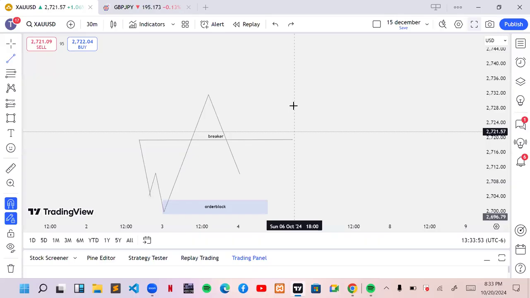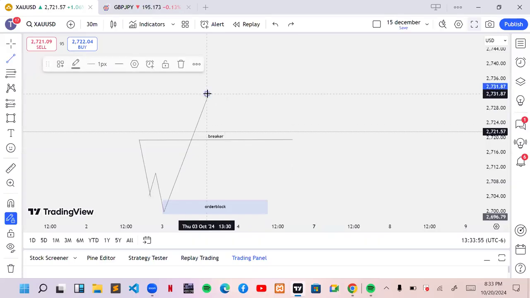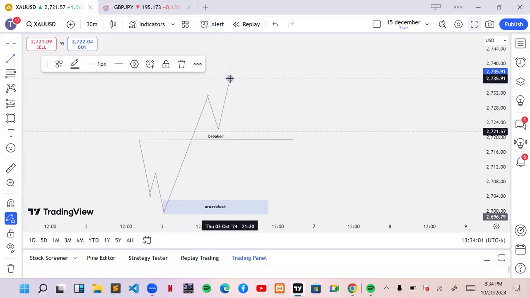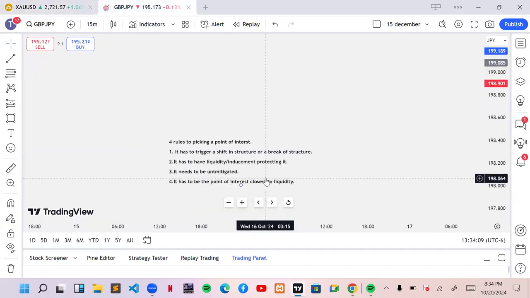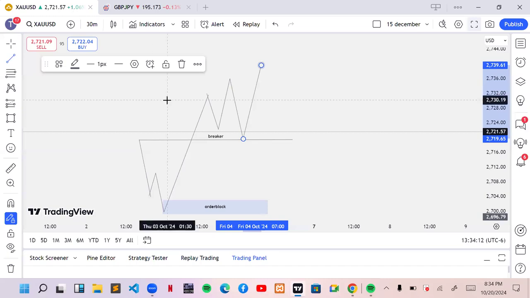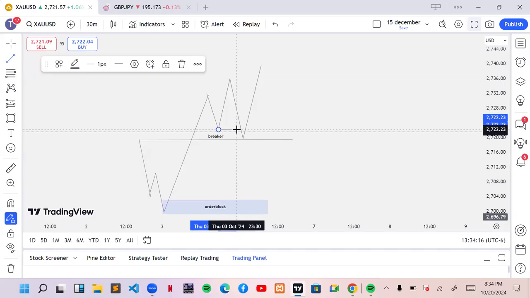But in a case where the first pullback that market makes after the structure shift or break of structure is something like this, it doesn't mitigate this breaker block and pushes up. Eventually, if market is going to pick an entry, your entry will not be this other block. Your entry will have to be this breaker block. Because why? One of the rules says it has to be the point of interest that is closest to liquidity. And I said my liquidity is my inducement. And in this case, the inducement is this. So which point of interest is now closest to liquidity? That is this breaker and not this other block.